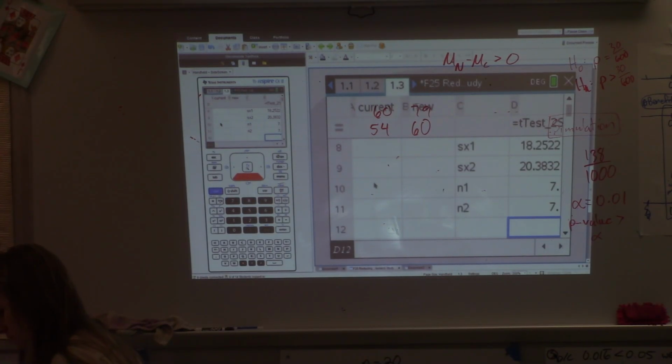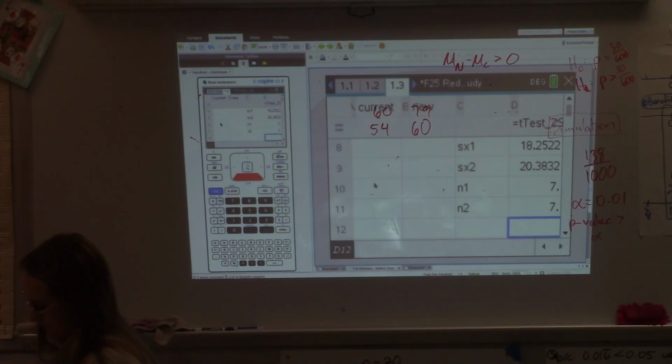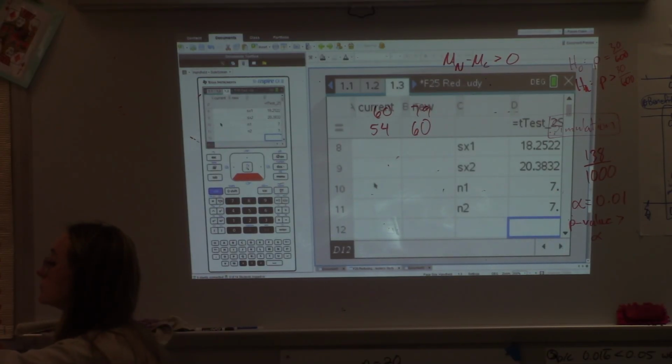Did we have a large enough sample for the central limit theorem? No. So what did we have to do? We had to look at our graph, right? When I look at this, are there any outliers? No skewness? No. So can we do the test? Yes, we can run it there.